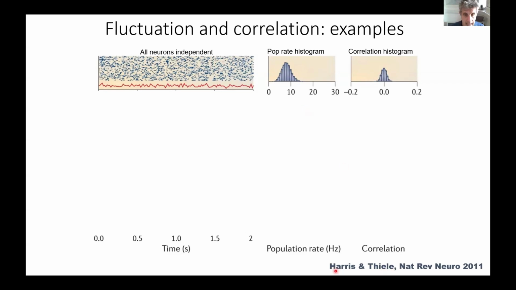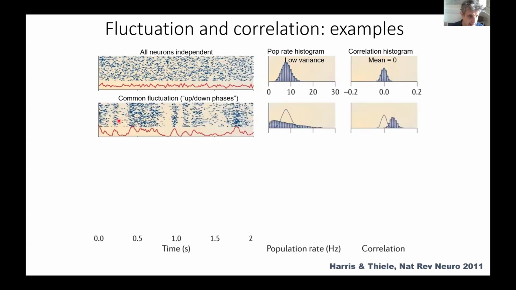Again, it's simulated data. Here's the case that all the neurons are independent. The population rate histogram follows a Poisson distribution, and the correlation histogram is centered at 0 because the neurons aren't really correlated, but by chance, you'll occasionally see a detection of positive or negative correlation. There's low variance of this, and the mean correlation is 0.